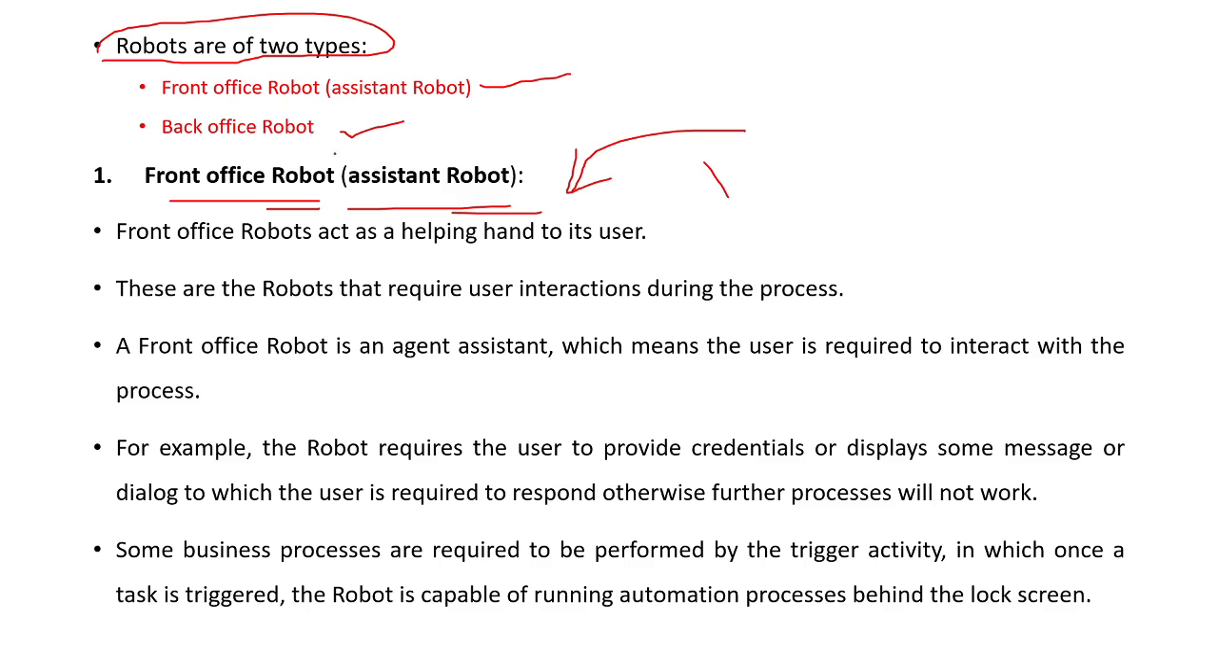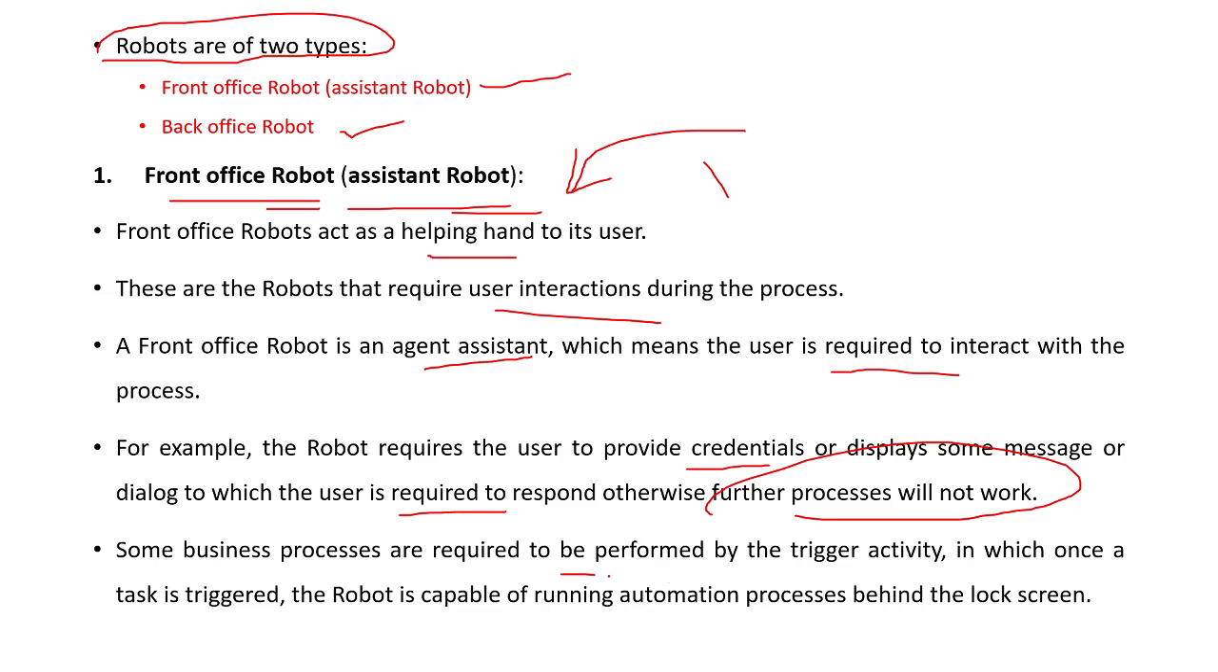Once again, no problem, I will go ahead with the points that the author has mentioned here. Front office robots act as a helping hand to their user. Obviously, these are the robots that require user interaction. As I said, a front office robot is an agent assistant, which means the user is required to interact. Obviously, I told you this. For example, the robot requires the user input to provide credentials or display some messages or dialogue to which the user is required to respond. Otherwise, the process will not work. Will not work means it will not continue. We have already seen an example for this also, right?